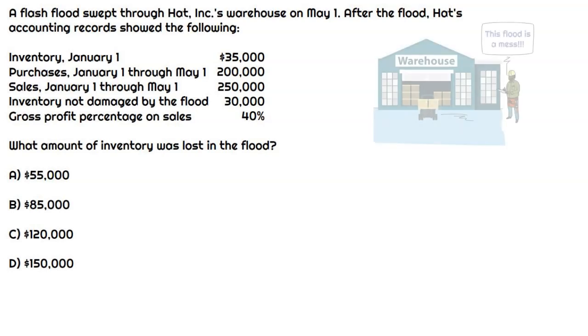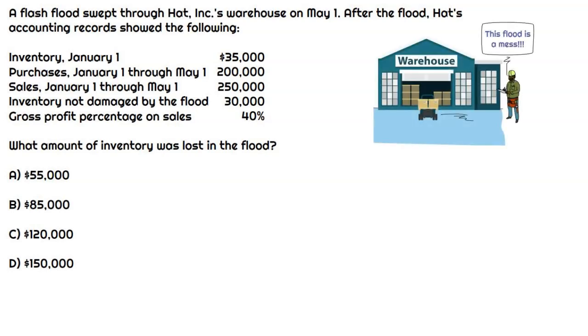So unfortunately for Hat, they had a flash flood sweep through their warehouse and destroy a lot of inventory. Now, ultimately, we need to figure out how much inventory was lost in the flood. So they gave us a bunch of information here. Basically, what we need to understand is that we can roll forward the company's inventory balance from January 1 to May 1 to figure out how much inventory they had in the warehouse before the flood.